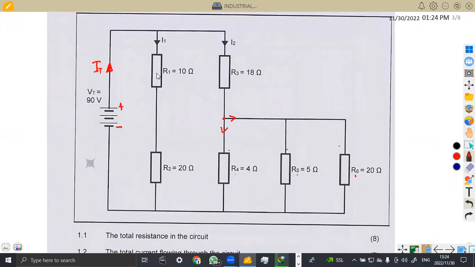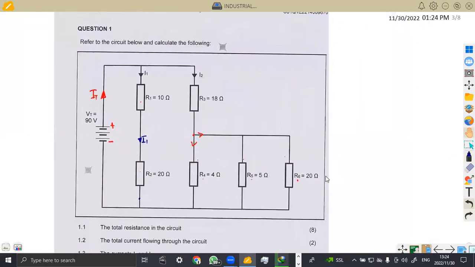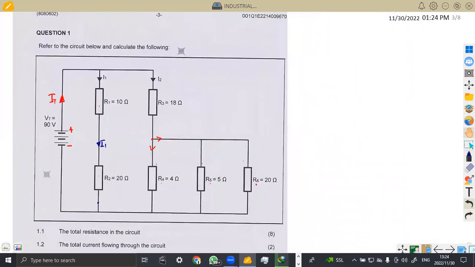On current one, this part R1 and R2, they are in series because this current which flows here is the same current that is going to flow here. Is the same current that is going to flow at this point. So that means R1 and R2, they are in series. Okay, so what I'm going to do is to combine the series part, then the parallel part so that we can have our final answers there. Okay, so that's 1.1.